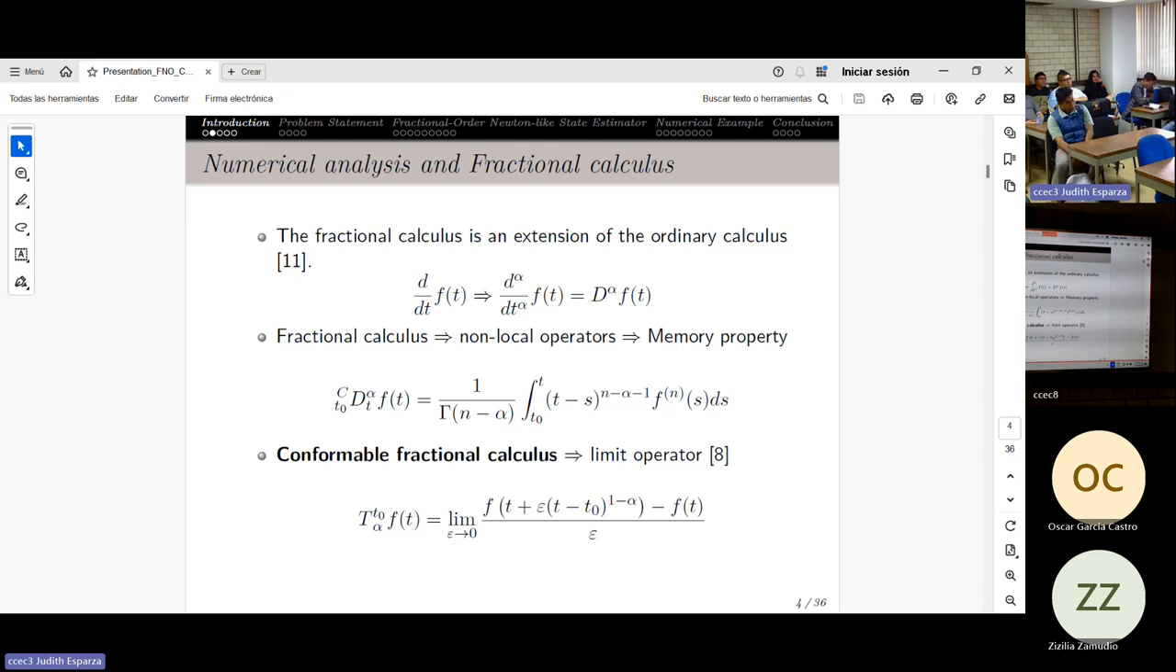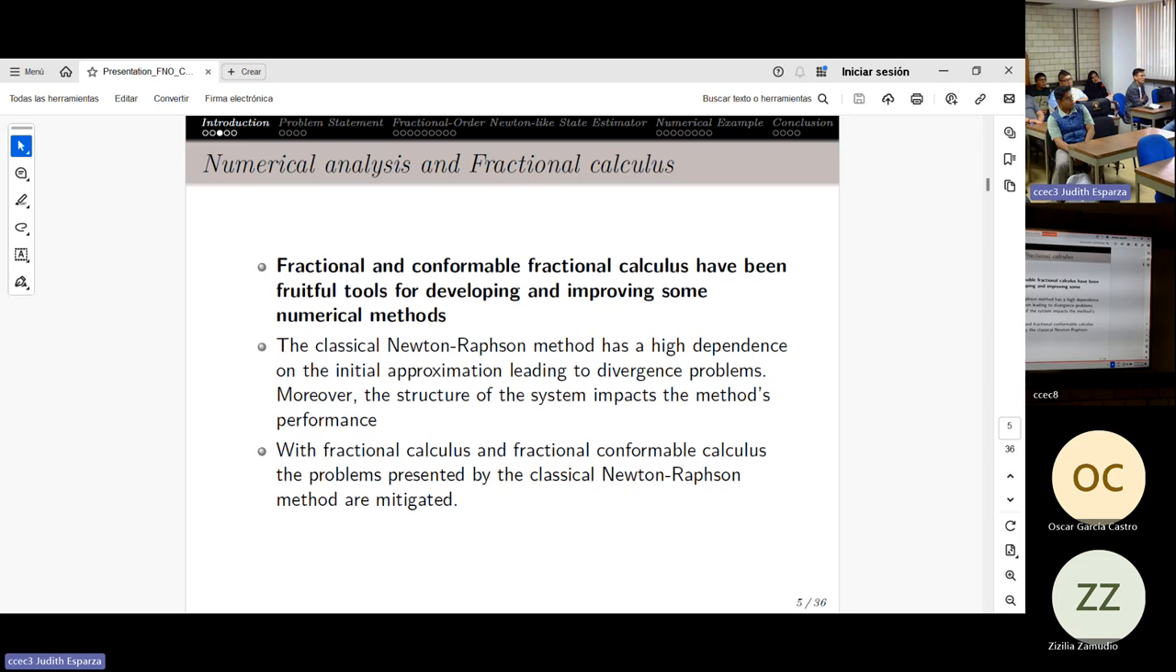For example, there are a lot of definitions of derivatives, such as the Caputo derivative. But in this talk, we concentrate on the conformable fractional calculus. This operator is a simple limit operator. This follows with some consequences for computational costs. We follow, for example, numerical analysis.